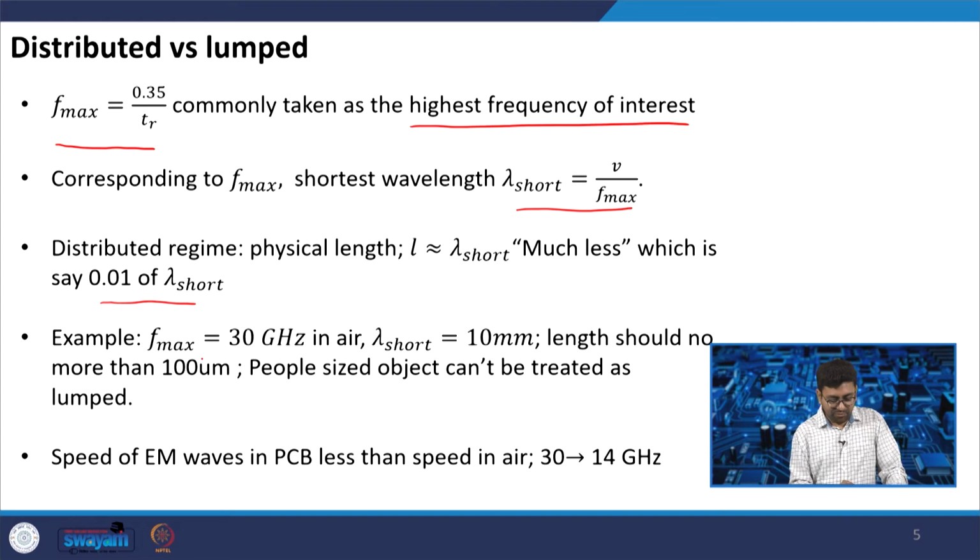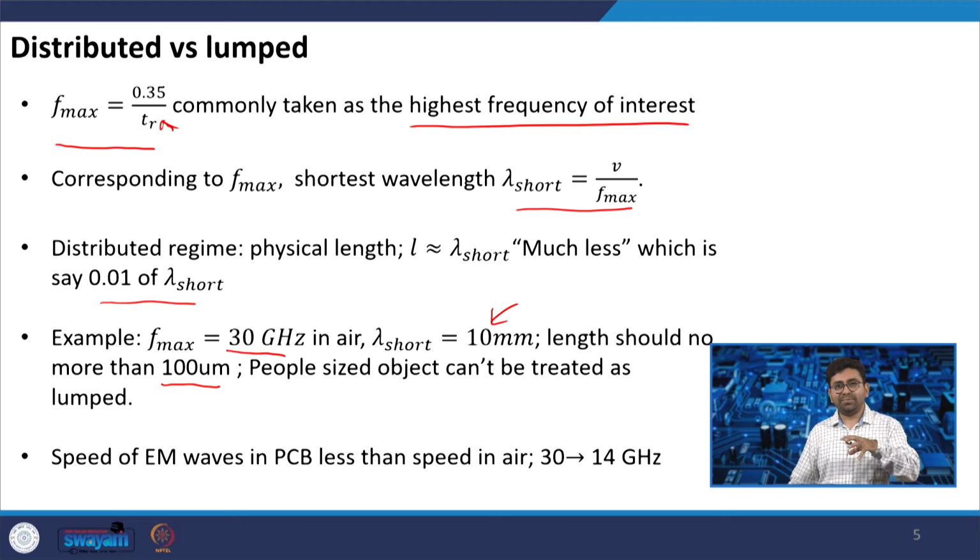For example, if your maximum frequency based on this equation is 30 gigahertz in air, your lambda short, if we calculate, is 10 millimeters. So, your length should be no more than 100 micrometers. If your length is more than 100 micrometers, then you should consider the distributed regime. It is no longer lumped, and 100 micrometers is too small, since our normal chip size is also 1 mm square.